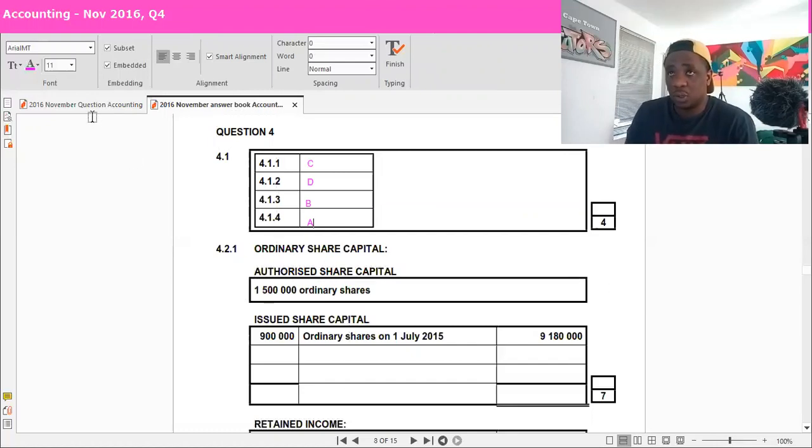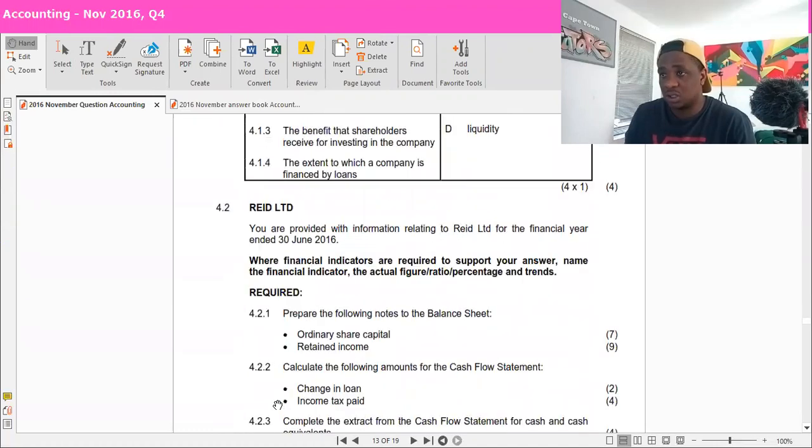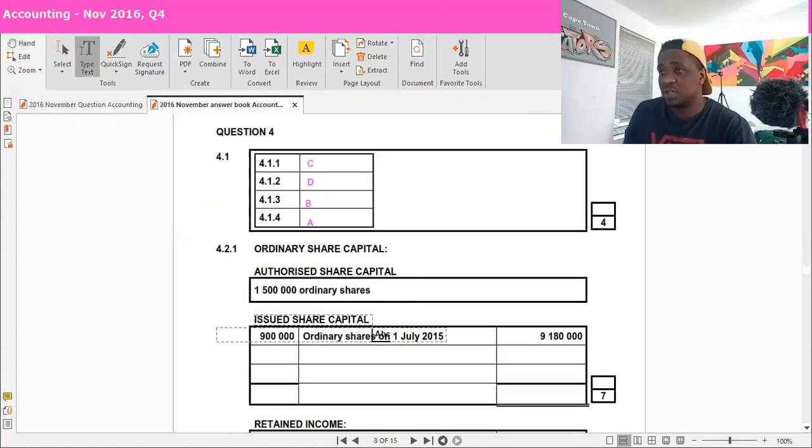And then for the following question, we are being asked to prepare a note for ordinary share capital, and then the one also for retained income. So let's start with ordinary share capital. You've been given in the answer book already the number of authorised shares, and also the opening balance. So the only thing that you need to do is to work out the number of shares issued and the amount, and then the number of shares repurchased and the amount, and then you can calculate the closing balance.